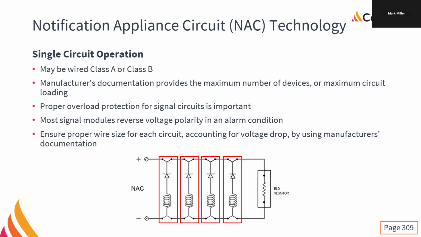Just like this. They can be wired class A or class B. Vast majority of the time, we wire them class B with specific exceptions. There is a limit to the maximum number of devices or the maximum circuit loading. Strobes are notoriously power hungry. Even now that all the manufacturers have finally switched to LED strobes instead of the xenons, they're still power hungry. It still takes a fair bit of power to charge those capacitors.